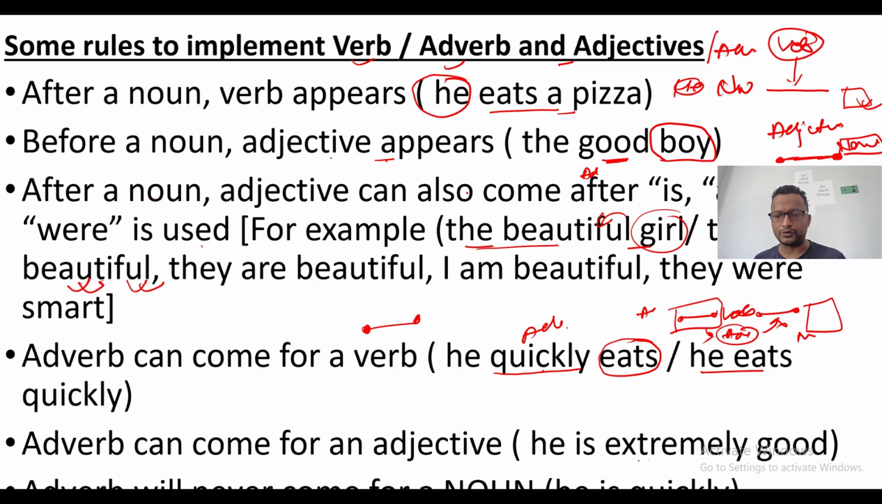He is extremely good. And then an adverb can come also for an adjective, like how good he is. He is extremely good. This "extremely" is denoting how good he is. It is saying how good he is. He is extremely good. So this is the adjective, and then this is the adverb, and then this is the adjective.